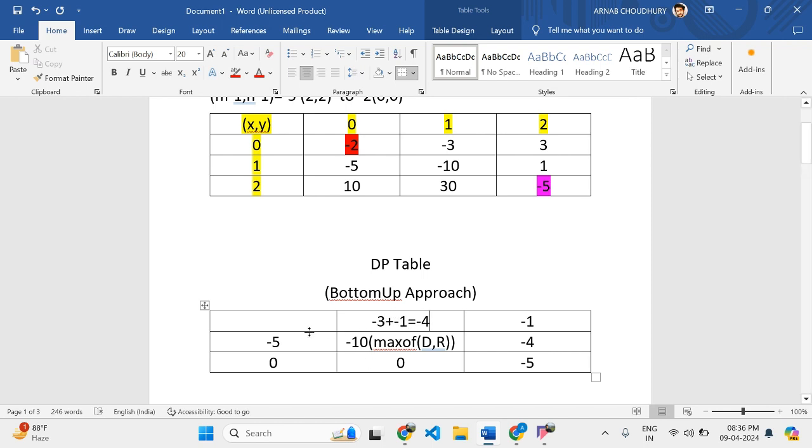And lastly, we have two values, which is -2. So first what we're going to do is -2 plus the maximum of these two, -4 and -5. So -4 is the maximum, so we will get, sorry, we'll get -6, right? Now we have to return. What are we basically going to return?